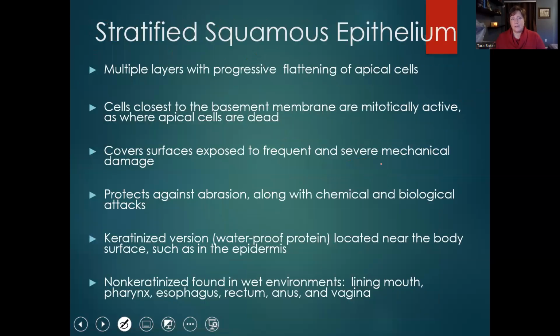Okay, now another type is going to be stratified squamous epithelium. So now we've got squamous cells, but we have many, many different layers of them, up to 20 layers. And they're going to get flatter and flatter as they get up towards the exposed surface. Cells at the basement membrane, at the very bottom layer, are going to be really mitotically active, which means they're going through mitosis and making new cells all the time, because the top cells are going to get sloughed off. So what I'm thinking of is your skin.